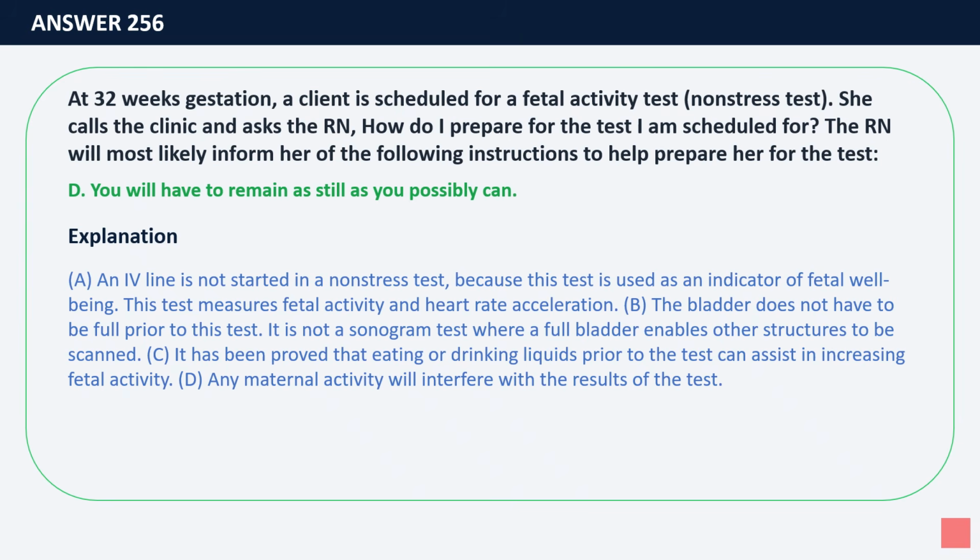B. The bladder does not have to be full prior to this test. It is not a sonogram test where a full bladder enables other structures to be scanned. C. It has been proved that eating or drinking liquids prior to the test can assist in increasing fetal activity. D. Any maternal activity will interfere with the results of the test.